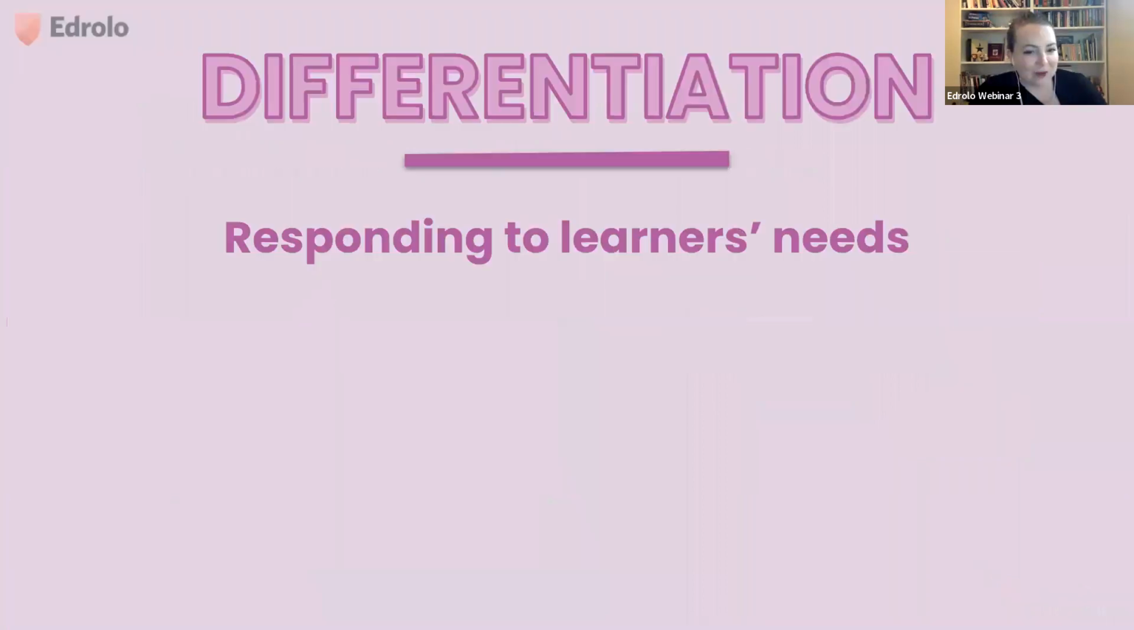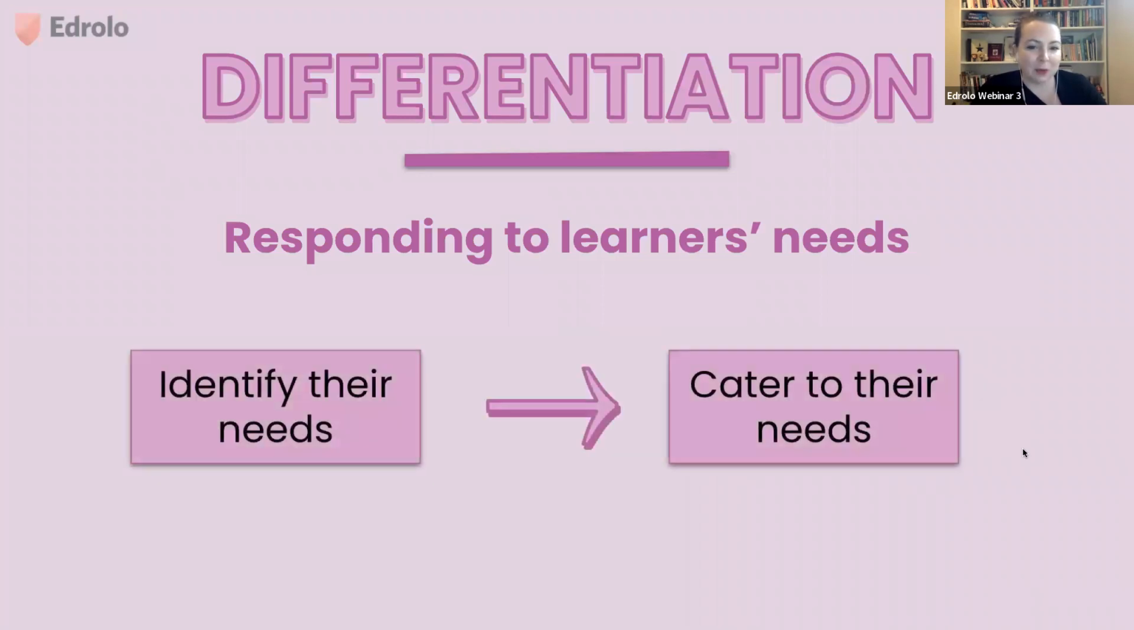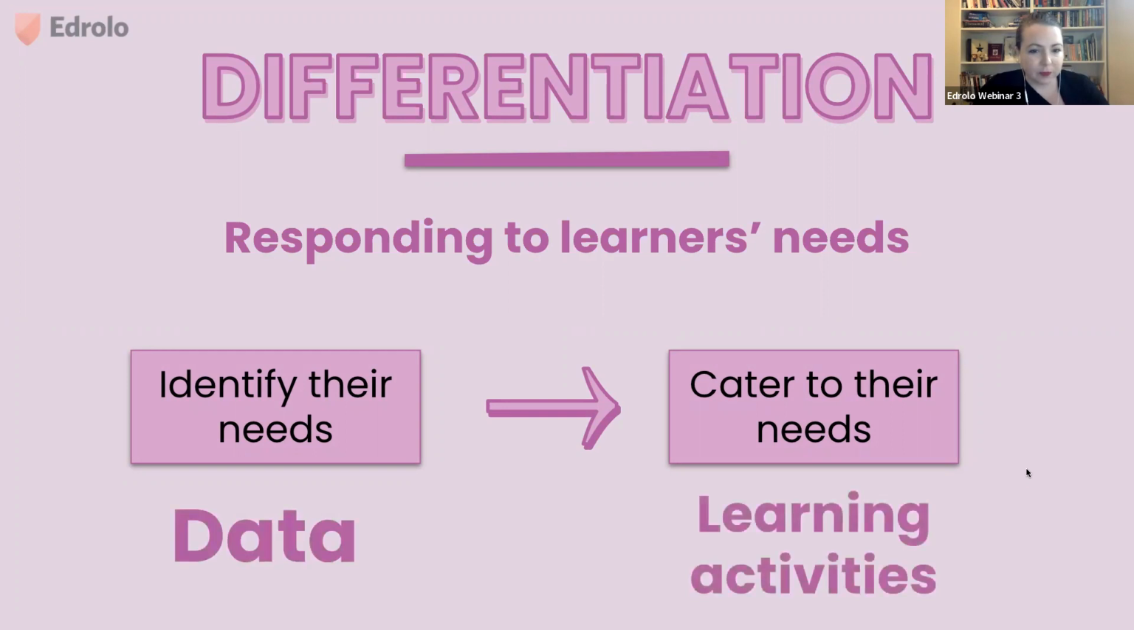So when we think about differentiation, such a huge range of ability and confidence levels as well among Year 7 students, our focus today will really be to touch on both how to identify student needs for the whole class and at an individual level as well, and then how to cater for those needs using Edrolo. So we're talking about data and we're talking about learning activities.